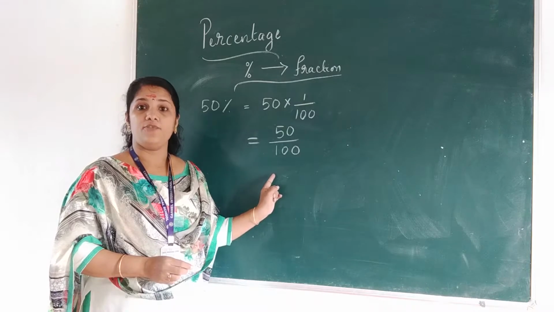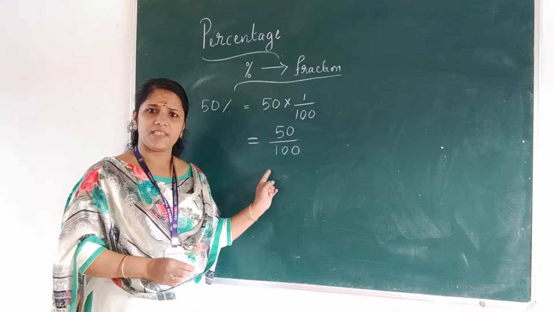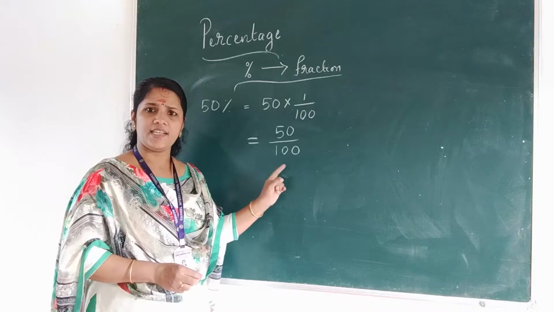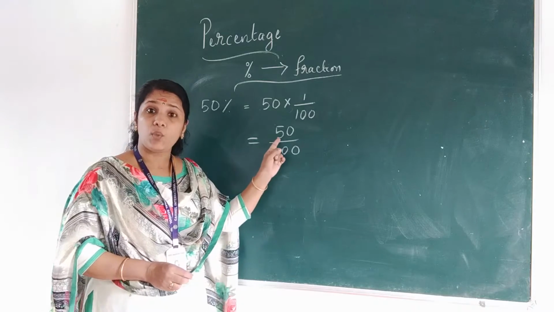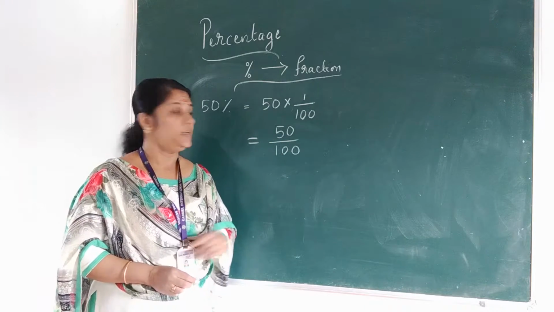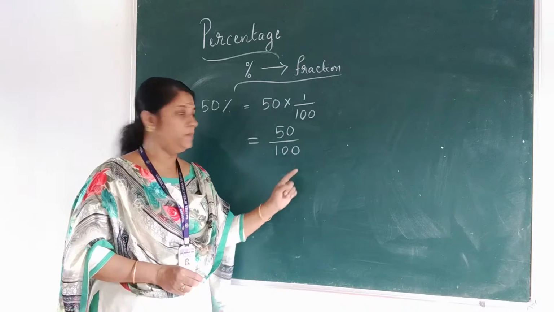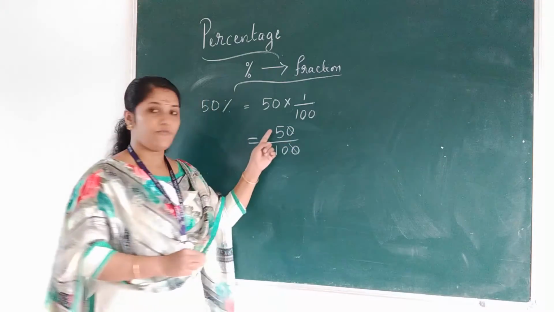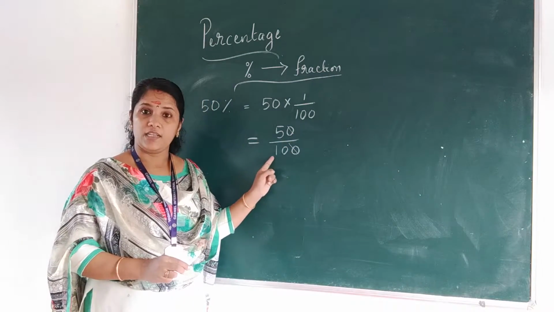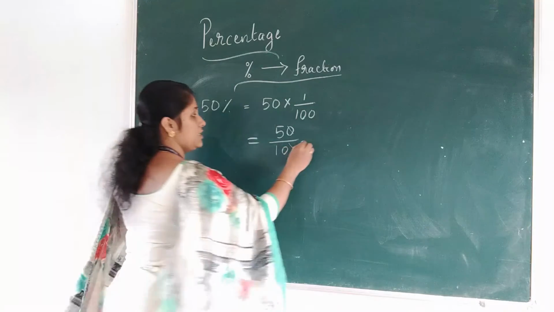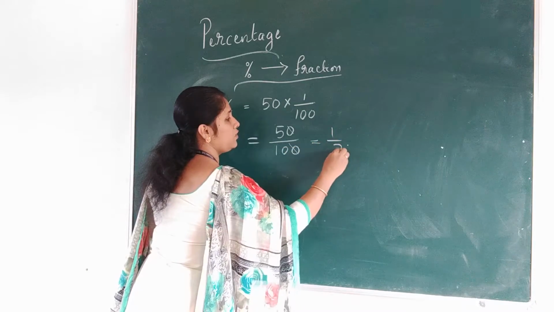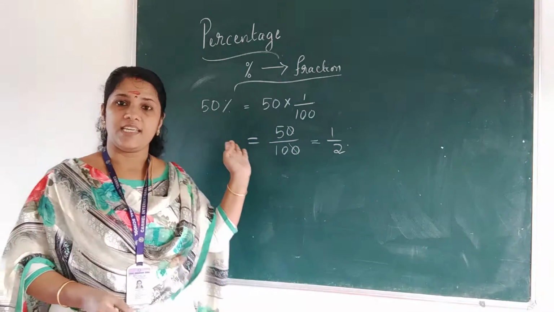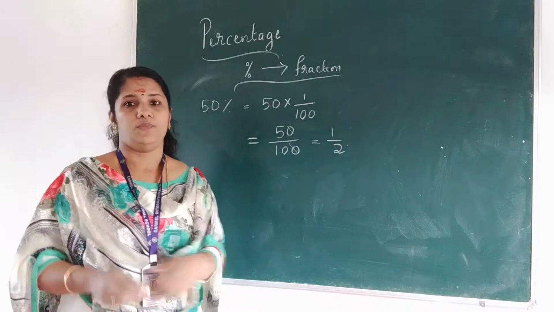We got the fraction, but usually we will represent any answer in the simplest form, right? So we are going to cancel all the common factors between the numerator and the denominator. Here we can cancel 0, and 5 and 10 is there, right? We cancel the 0, then 5 and 10. 5 2s are 10. 5 is the common factor. So you get the answer of 1 by 2. So the fraction form of 50% is half, 1 by 2.